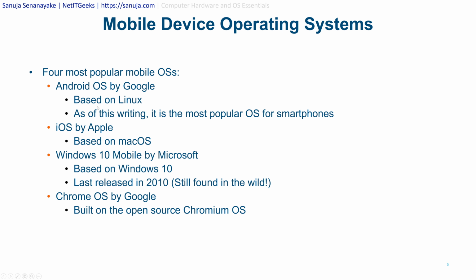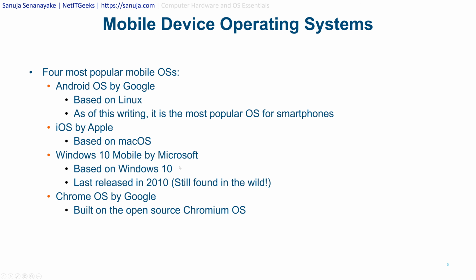Apple iOS, which is based on Mac OS, is also a very popular operating system, as Apple iPhones have taken a very big market share in multiple countries. In the United States, for example, Apple iOS is more popular than Android OS, while Android OS is more popular in countries like India compared to iOS. So depending on the market, Android OS and iOS switch between popularity. That's why these two are the most commonly used mobile device operating systems.